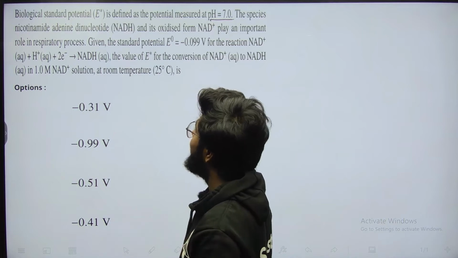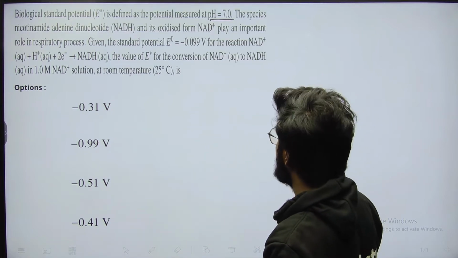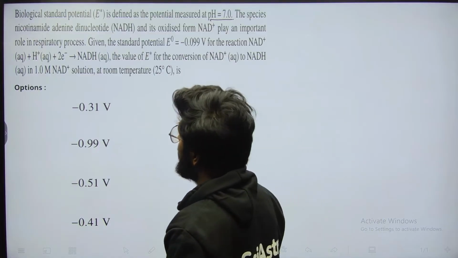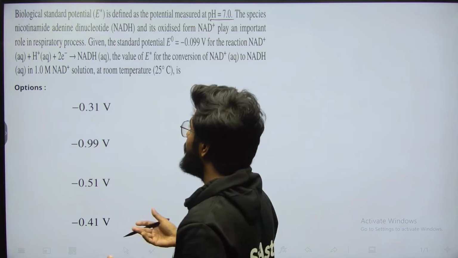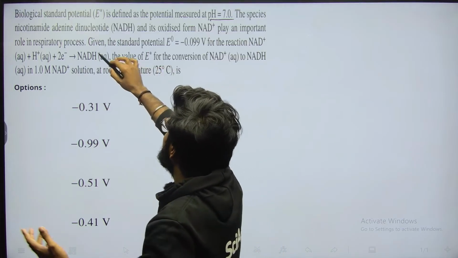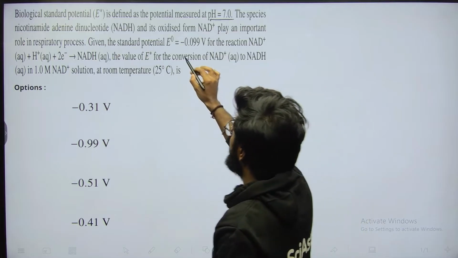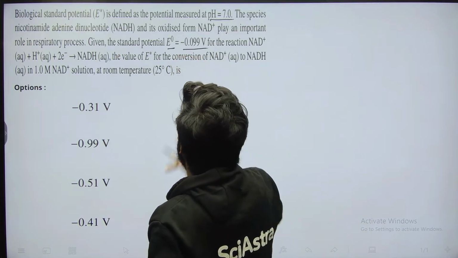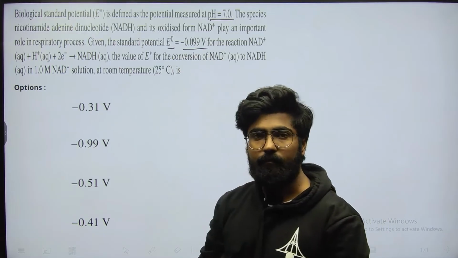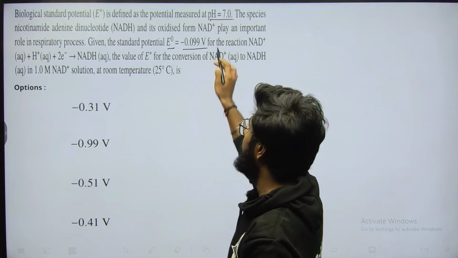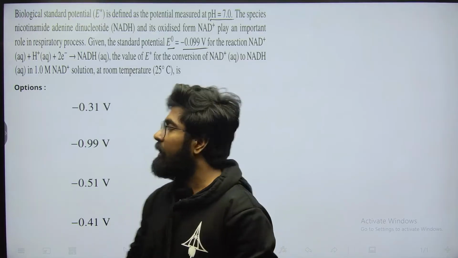So nicotinamide adenine dinucleotide NADH and its oxidized form NAD plus play an important role in respiratory process. Maybe, I seriously don't know. Neither do I have any use of it. Given the standard potential E naught as minus 0.099 volts, as soon as you reach this point, you will come to realize that this question actually belongs to electrochemistry.